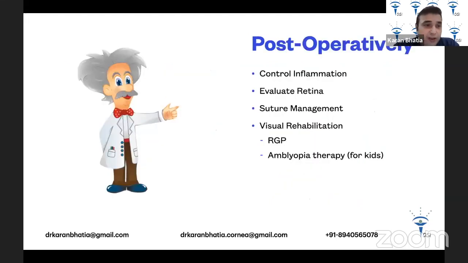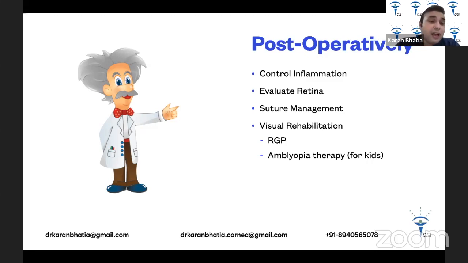Post-operatively, you have to control the inflammation, evaluate the retina, and do suture management, as I said, at 3 months. After that, you start removing sutures. However, if you have any loose sutures, you have to remove them earlier. Then visual rehabilitation is very important after these surgeries. After all the sutures are done and the cataract has also been done, sometimes for the scarring, you can give RGP lenses.